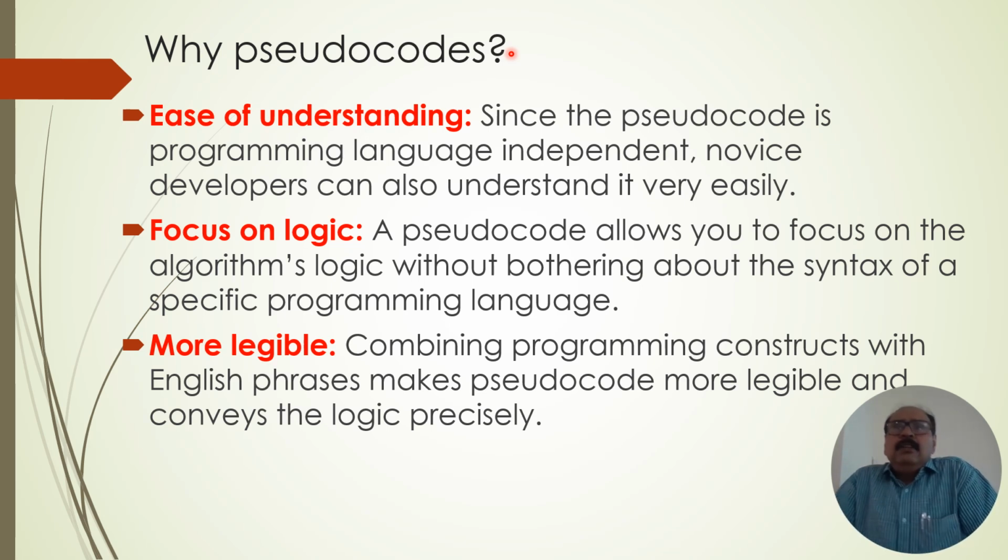Second thing is that we know that an algorithm makes out a logic, but a pseudocode really focuses on what the logic is and how this logic can be implemented. So pseudocode is required because we need to make the logic programmable. A logic is there, but how far it is programmable is something that is yet to be understood. So it focuses on logic.